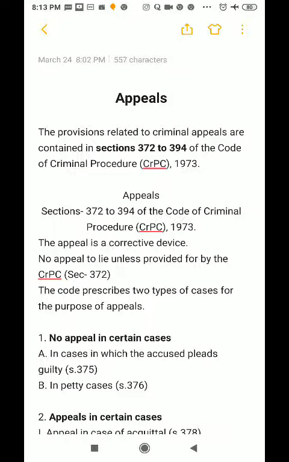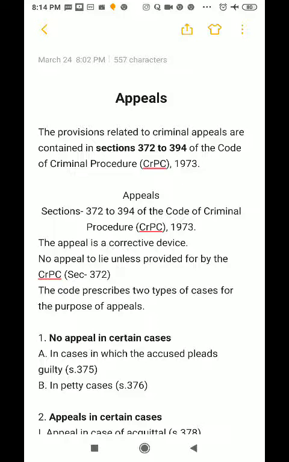For example, if a person has filed a case against another person and the judgment has come in favor of the other person, then if the person filing the case is not satisfied and finds that there is an error, he can file a case before the higher court if the code or the law or the statute through which he has filed the case permits him to file an appeal.